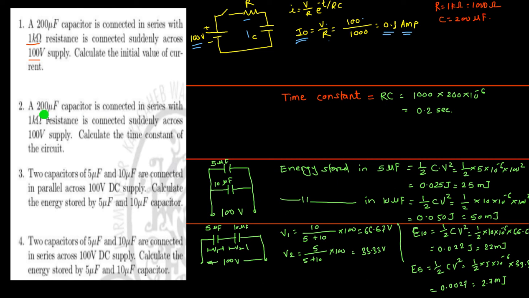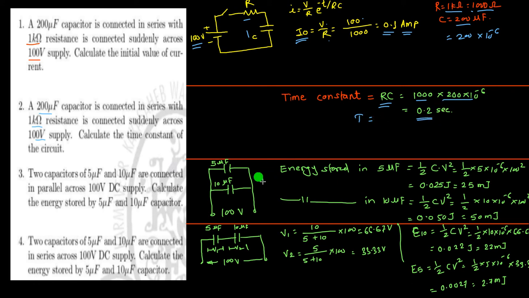The next numerical: a 200 microfarad capacitor is connected in series with the 1K resistance, connected across the 100 volt supply. Calculate the time constant. The time constant is given by RC. So R is 1K, which means 1000 ohms, and C is 200 microfarad, which means 200 into 10 raised to minus 6. If you calculate it, it will give you 0.2 seconds. So the time constant tau of this circuit is 0.2 second.